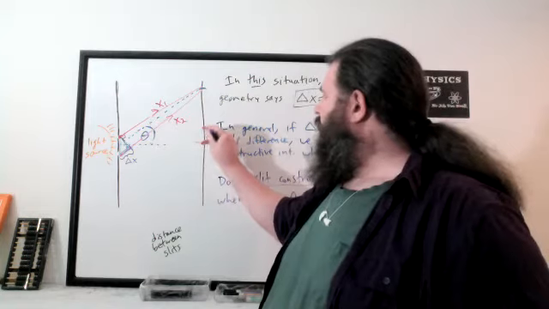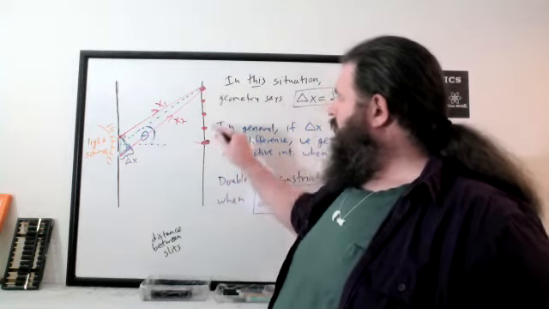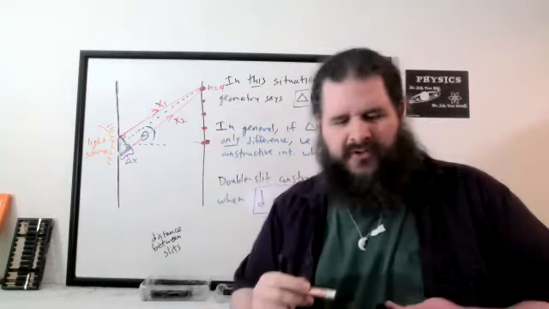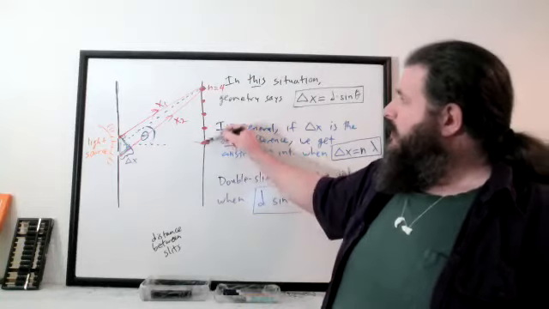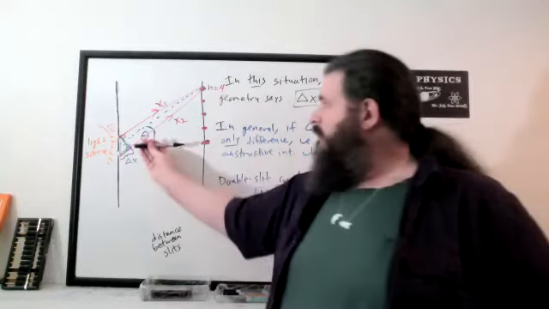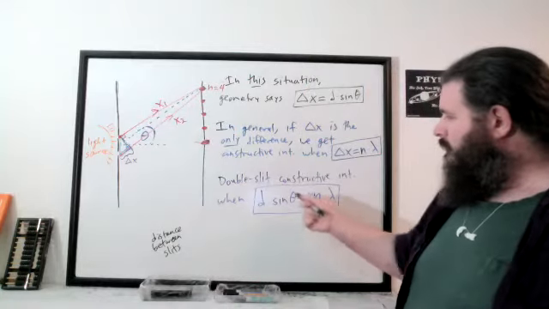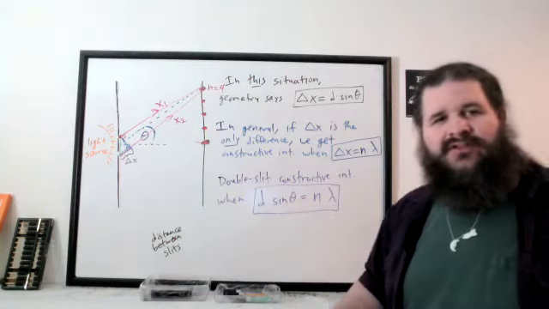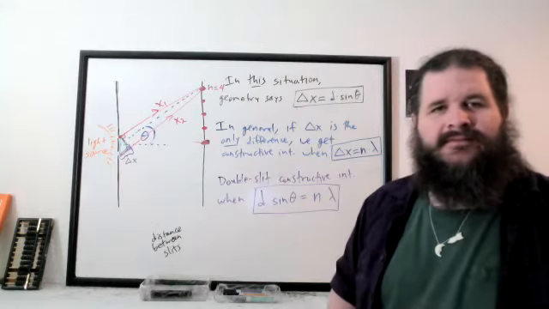Like let's say you find maybe the fourth bright spot. Maybe the first 3 bright spots are so close together you can't really measure them very accurately. But you measure the location of the fourth bright spot and you figure out what that angle is. You could plug in 4 for n, the angle you measured for theta, the wavelength of the laser you're using for lambda, and then what's the only unknown left?